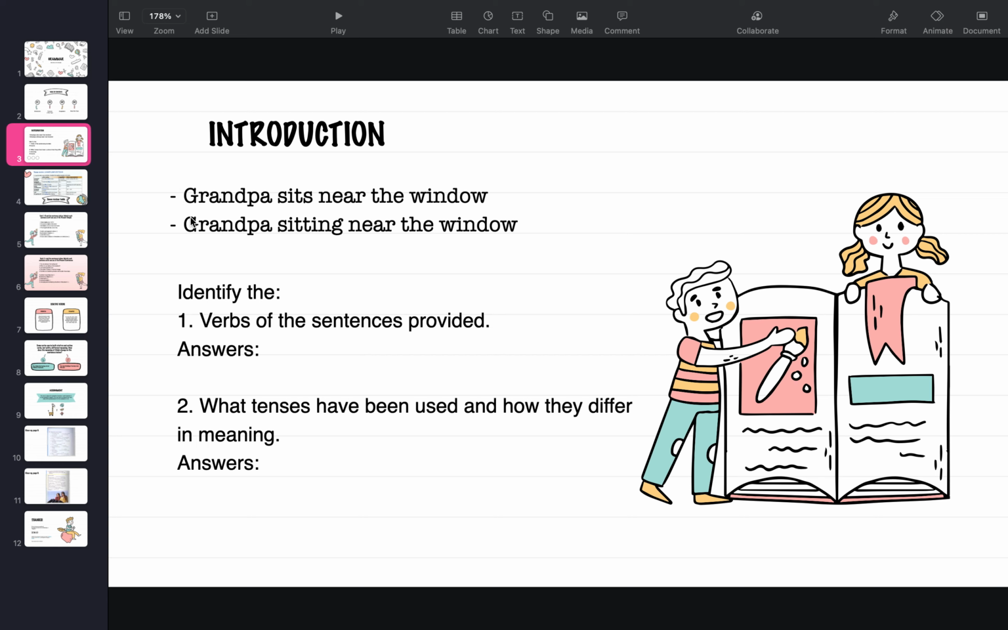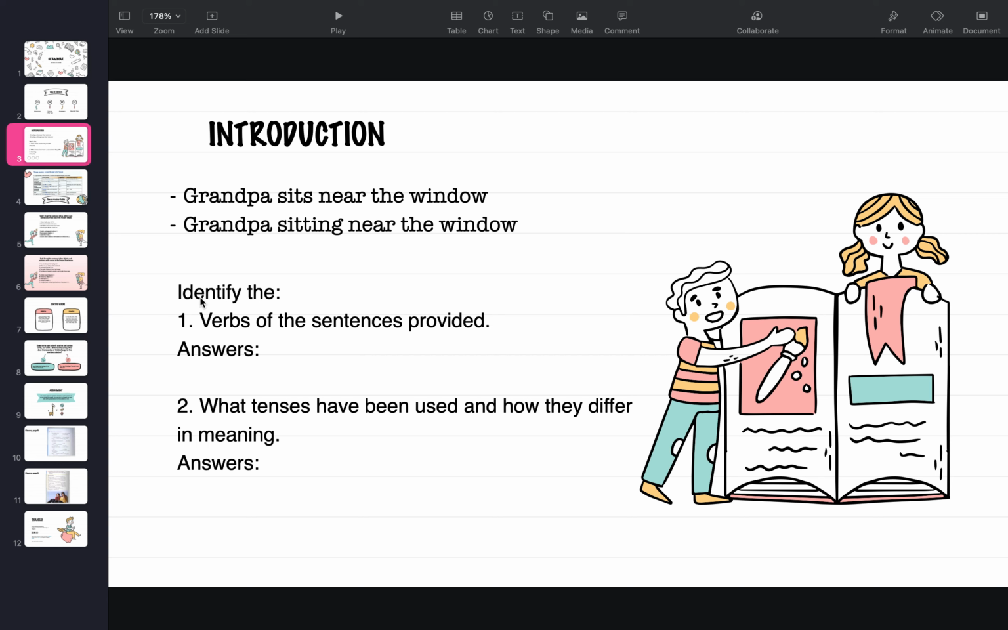Okay, please read these 2 sentences right here. Sila baca 2 ayat ni. Number 1, Grandpa sits near the window. Number 2, Grandpa sitting near the window. Alright, Grandpa sits near the window and Grandpa sitting near the window. Mula-mula baca 2 ayat ni and then ada 2 benda yang kamu kena buat.